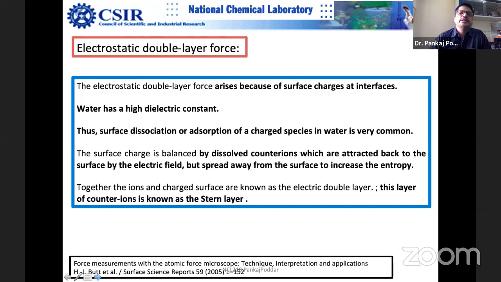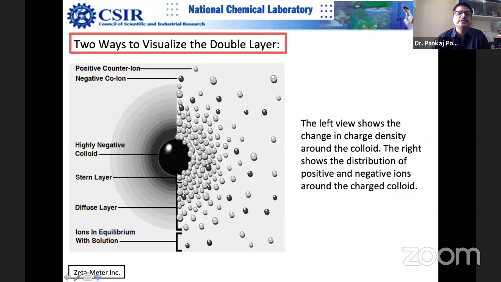So you know that it arises because of surface charges. For example, if you take a charged surface and put some electrolyte, in this case salt water, the counter ions will start getting electrostatically attracted toward this surface, and there will be higher density. We call it the Helmholtz layer or Stern layer, but I think both are the same.